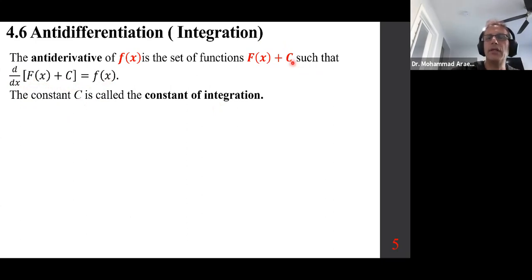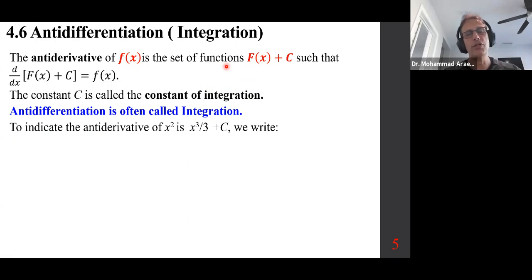Understand, the derivative of any constant is zero, class, right? So if I have 5 or 2 or 1 or 0.1, it makes no difference. Its derivative is zero. Because of that, when you differentiate, it gives you a unique answer. But when you go back and do antiderivative, anti-differentiation or integration, it gives you a family of functions, okay? It gives you a set of functions. Anti-differentiation is often called integration.